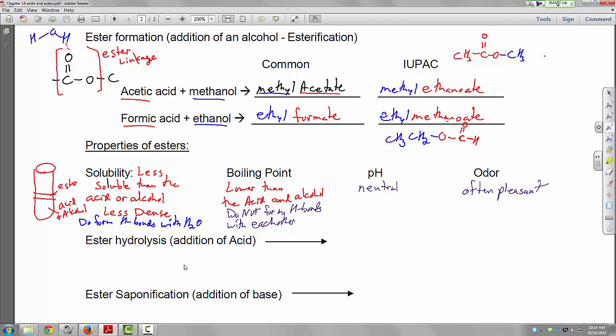Ester hydrolysis. This is essentially the reverse of the esterification reaction. And I should point out, esterification is catalyzed by acid.